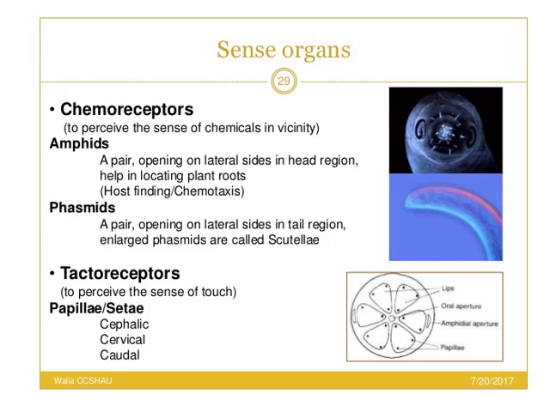Then tactoreceptors to perceive the sense of touch: papillae or setae in the cephalic, cervical or caudal region. Then on the right side you can see the diagram in which chemoreceptors are there at the mouth, then at the anus, and at the bottom of the right side there is a structure of this.